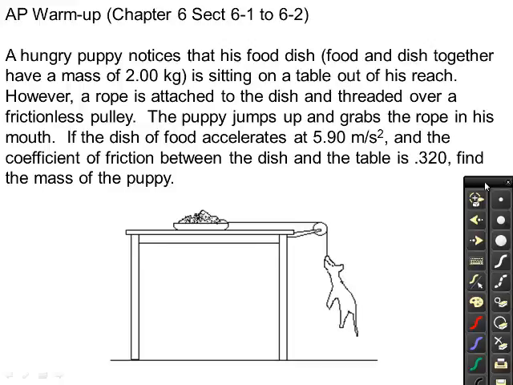Okay, the hungry puppy notices that his food and dish together have a mass of 2 kilograms, sitting on a table out of his reach. However, a rope is attached to the dish and threaded over a frictionless pulley. The puppy jumps up and grabs the rope in his mouth. The dish of food accelerates at 5.90 meters per second squared, and the coefficient of friction between the dish and the table is 0.320. Find the mass of the puppy. So he jumps up, grabs the rope, and by the behavior of the dish and the puppy, you can calculate his mass. How's that for cool?